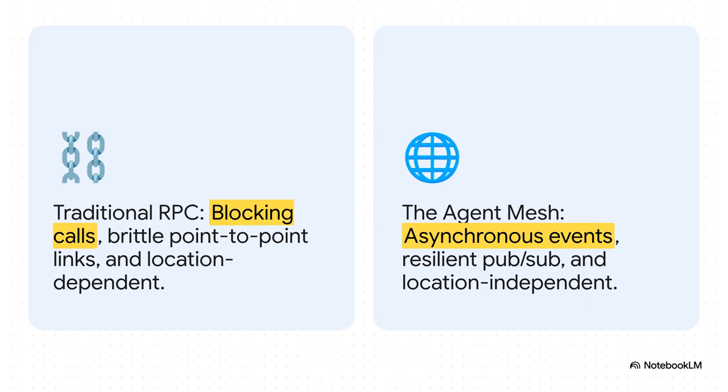So let's break this down. The old way versus the new way. On the left, you've got the old playbook, blocking calls, where one agent is literally frozen, waiting for another. You have these fragile point-to-point links that shatter if an agent moves or fails. But on the right, you've got the agent mesh approach. We're talking asynchronous events that never block, a super resilient publish-subscribe model, and agents that couldn't care less where they're located. It's really the difference between a fragile chain and a dynamic, living web.